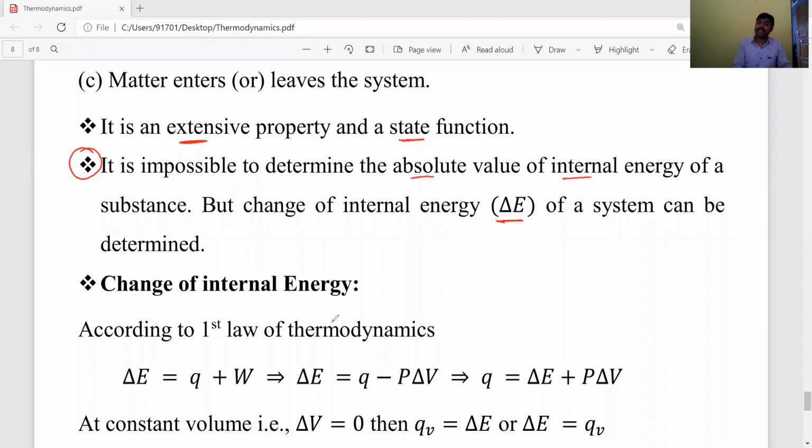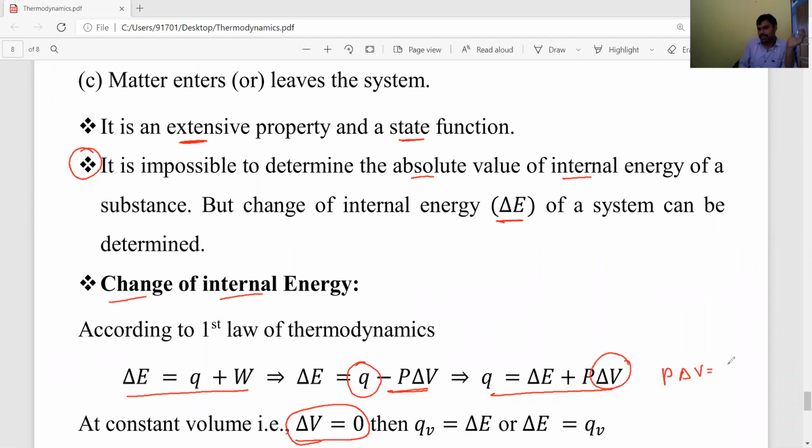So what is the definition of delta E and how to calculate delta E? Let's see by using the first law of thermodynamics. Delta E is equal to Q plus W, it's very clear. Now W is equal to minus P delta V, so Q is equal to delta E plus P delta V. At constant volume, delta V is equal to 0, so this value becomes 0. Then P delta V is equal to 0, and then Q is equal to delta E.